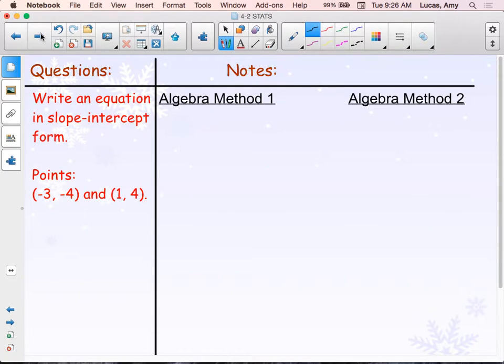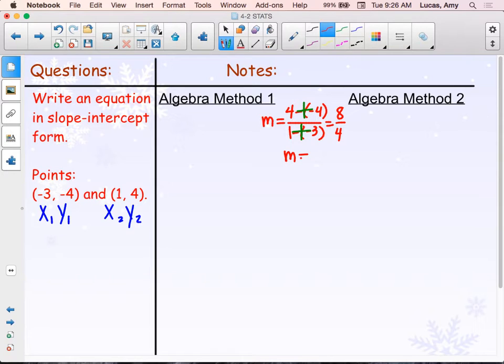One more example where I'm going to do the same thing. I'm going to model both methods. So first thing I'm going to do is label my ordered pairs, xy1, 1, xy2, 2, and find my slope. So m equals y2 minus y1 over x2 minus x1. Both of these are chunky pluses. 4 plus 4 is 8. 1 plus 3 is 4. So my slope is 2.